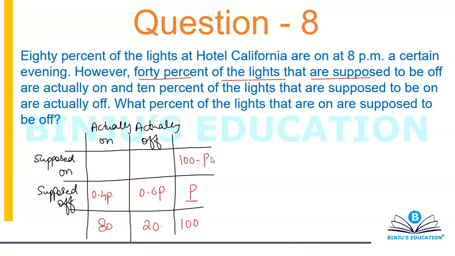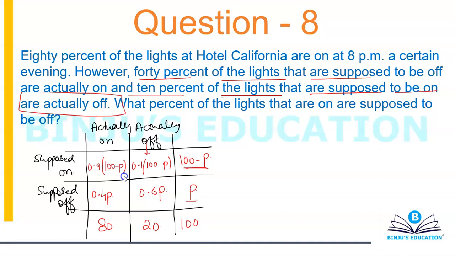10% of the lights that are supposed to be on are actually off. So 10% of this, that is 100 minus P, will come in the actually off column. So 10% of that is 0.1 into 100 minus P. Okay, so to the left of it, you can write it as 0.9 into 100 minus P.